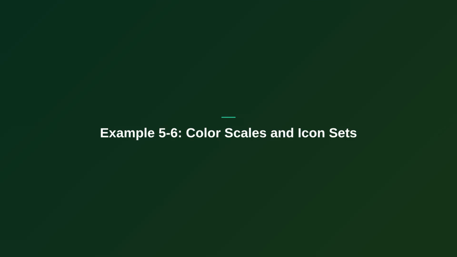Color scales create a gradient across your range: green for high, yellow for medium, red for low, or any color combination you choose. Icon sets add small icons like arrows, traffic lights, or star ratings next to each value. These are excellent for heat maps and scorecards. A project status table with green, yellow, red traffic lights communicates more in 1 second than a paragraph of text ever could.